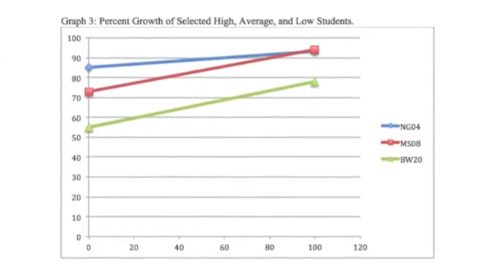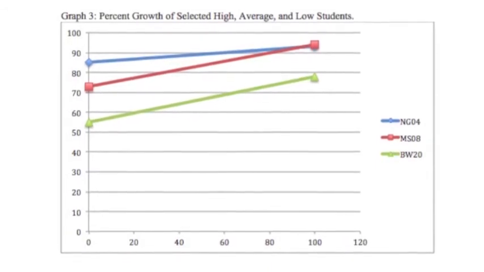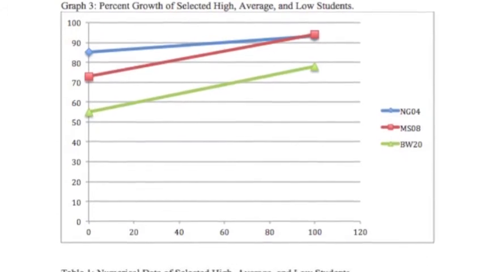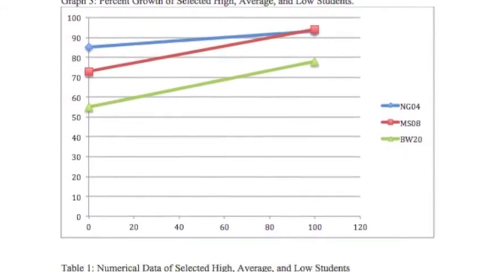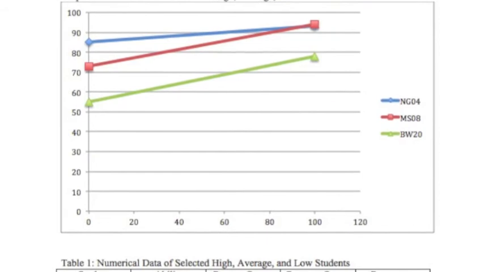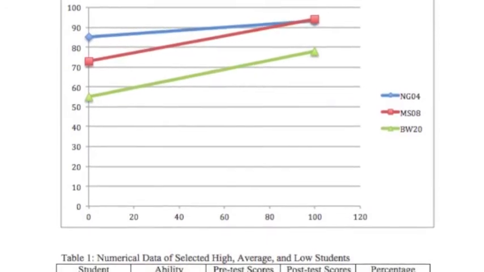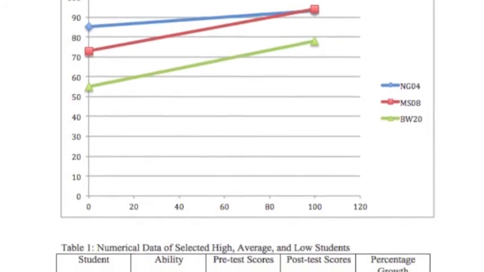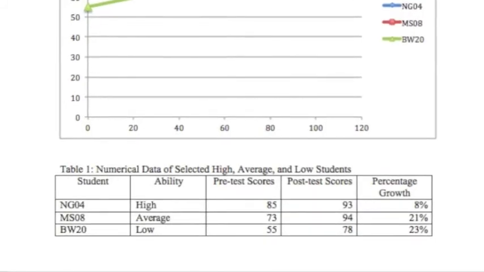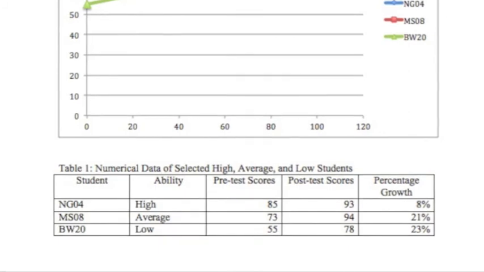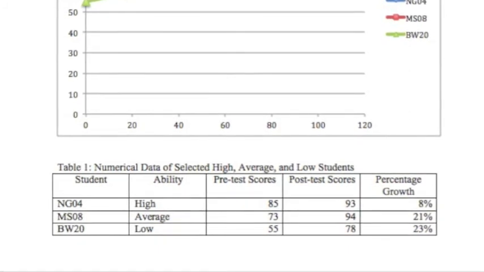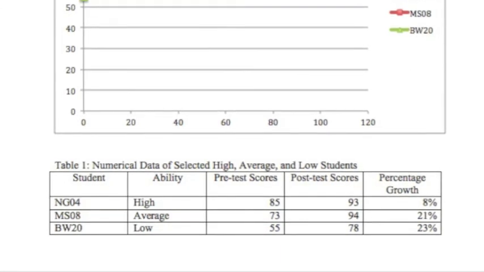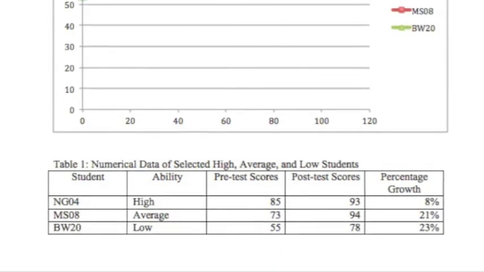Here you can see my selected students' percent growth. NG04 was my high student, MS08 was my average student, and BW20 was my low student. They all had a pretty significant percentage growth. Here you can see their raw scores. The lowest percentage growth we had was 8%, and that was with our highest student, and he went up to a 93, so I would consider that a success.